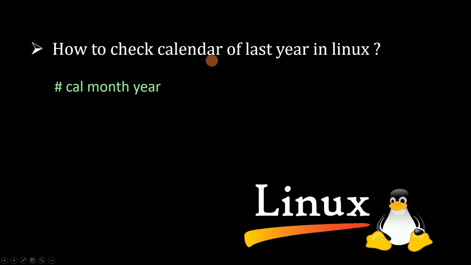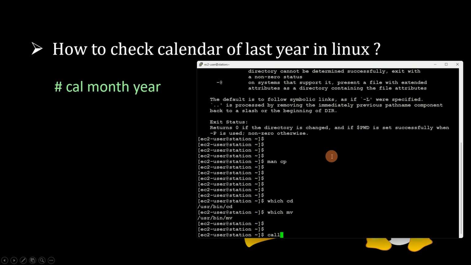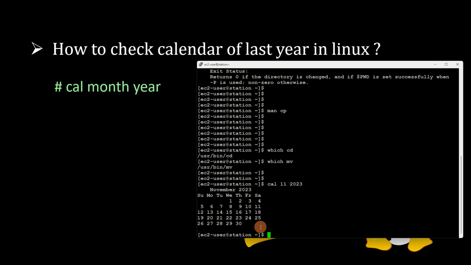Now how to check the calendar of last year. You can use the command cal month year. Let me just show you. It is also a very simple and useful command. So cal, suppose I am trying to check month 11 of the year 2023. Yeah, it is giving the output. You can check in this manner. So this is how it works.